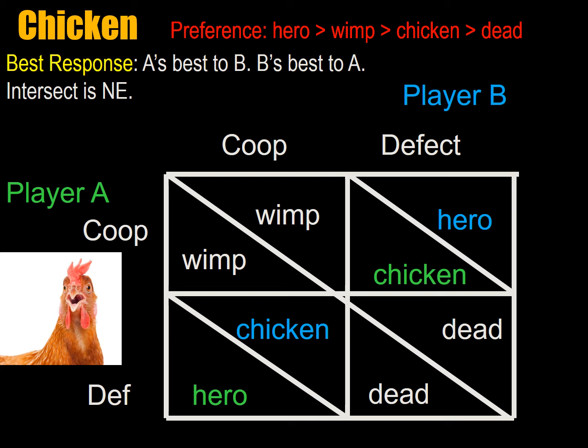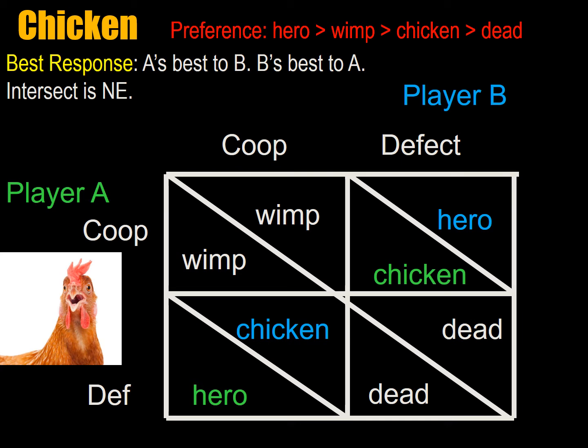So player A is going to look at player B's cooperation column, and it's going to have a choice between hero and wimp. So player A is going to choose hero. And then player A in player B's defection column is going to choose between cooperation and defection, and there's a choice then between dead and chicken, and we'll choose chicken. So player A's choices are indicated in green as hero and chicken. In the second step, player B does the same.